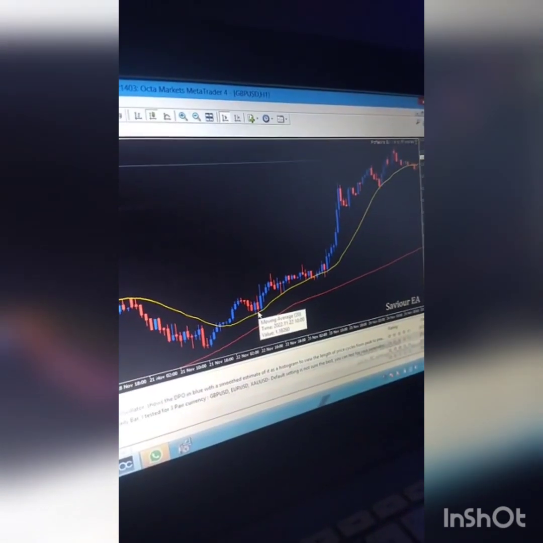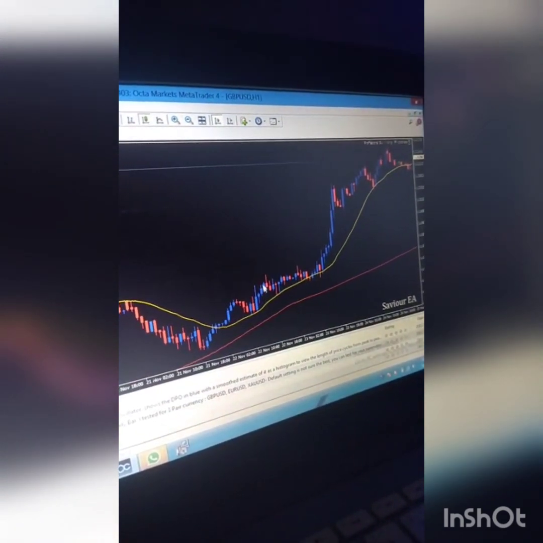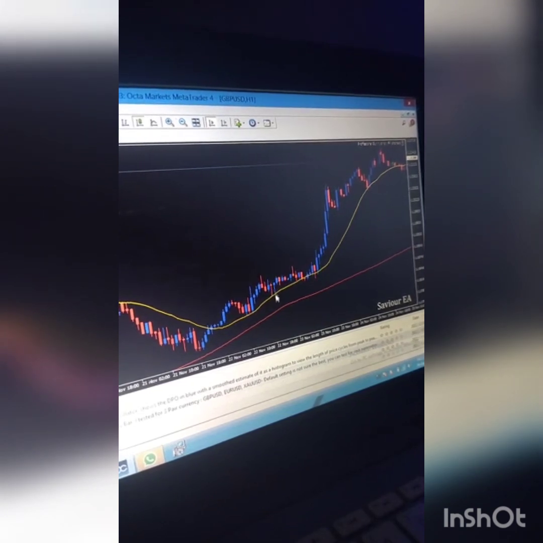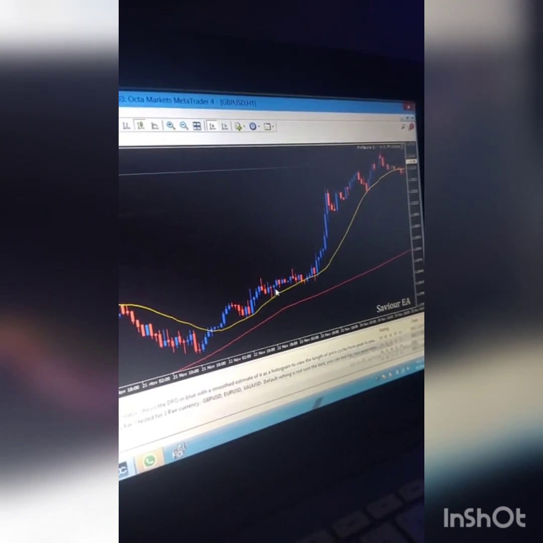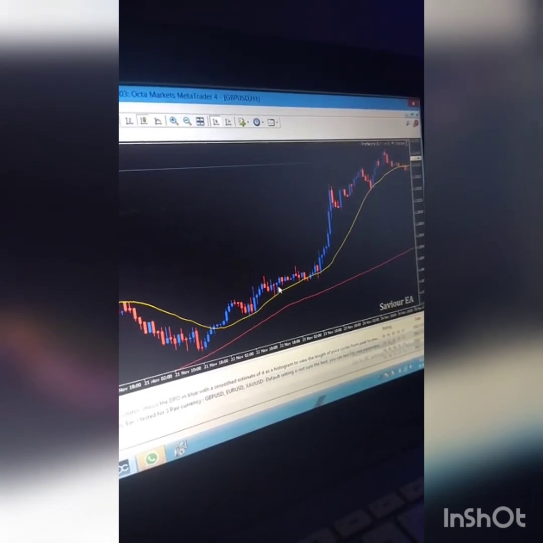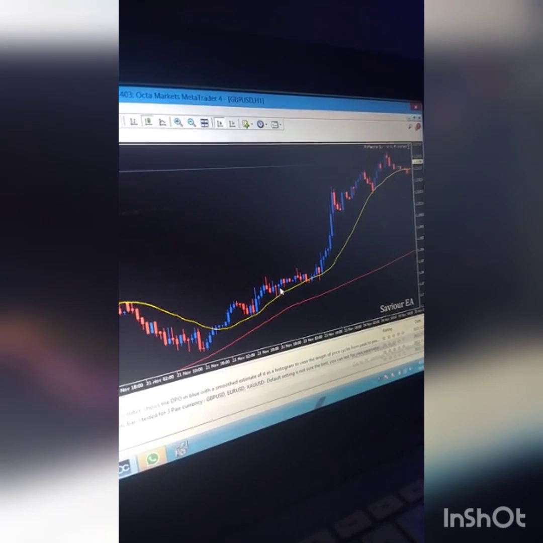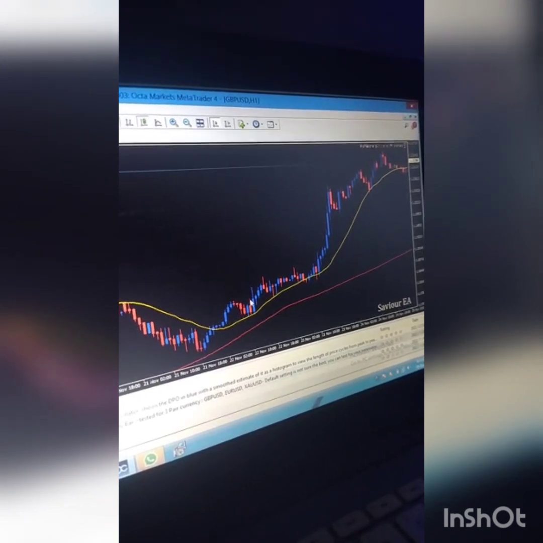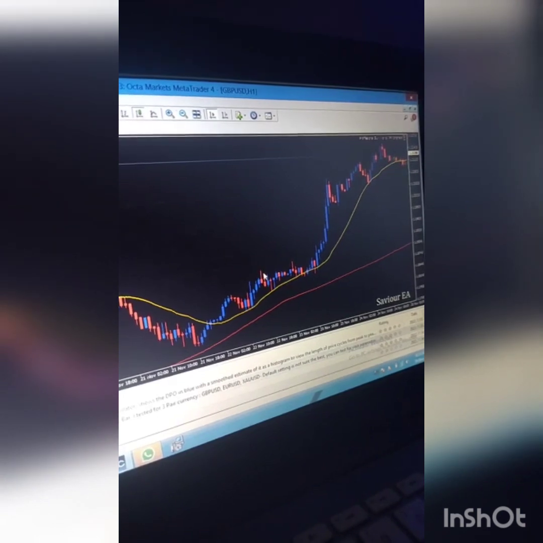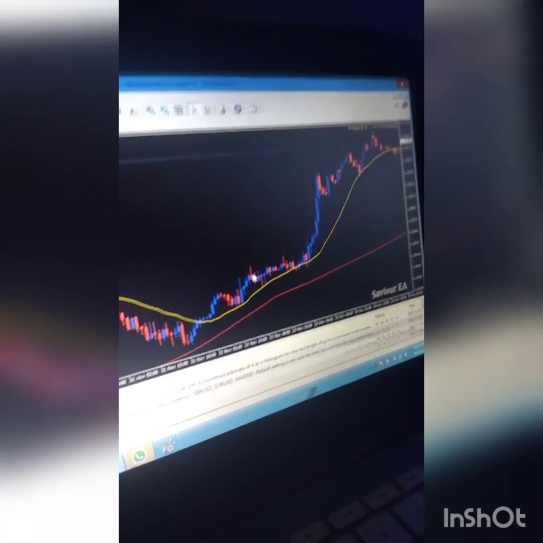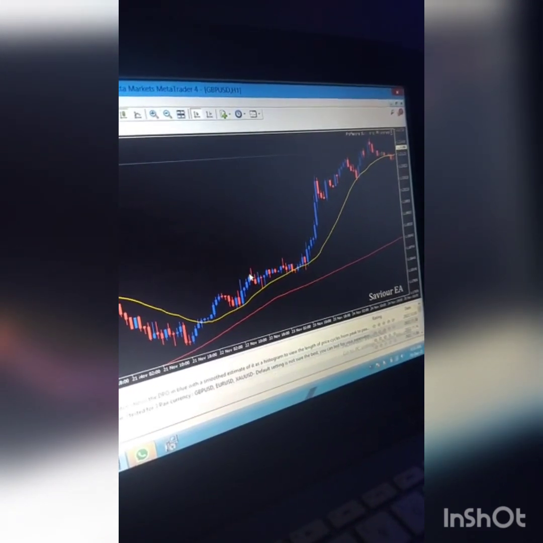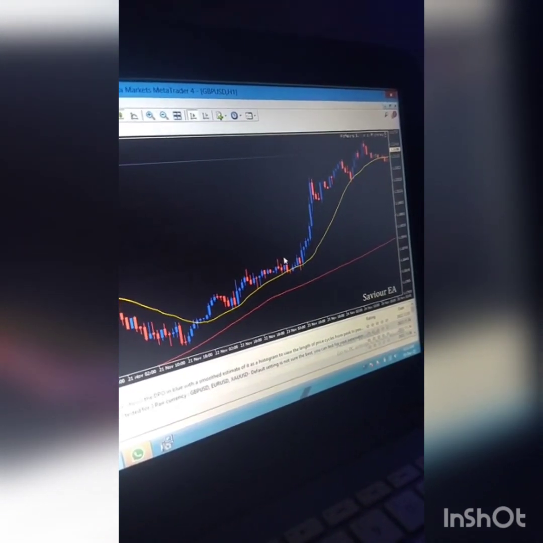But what happened here is price did all of this. But on a norm, you're supposed to be entering immediately price takes out the previous red. So price took out the previous red here. You are supposed to enter. Then there's another red here, but price didn't take it out. No, price took it out.